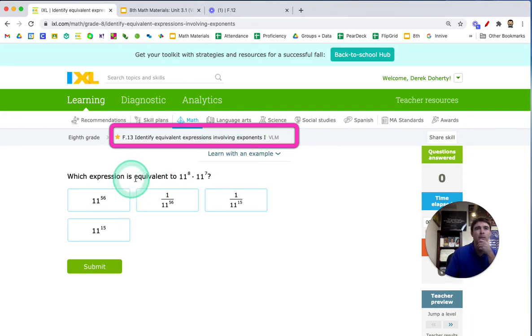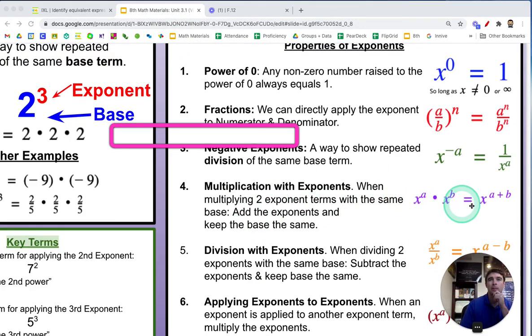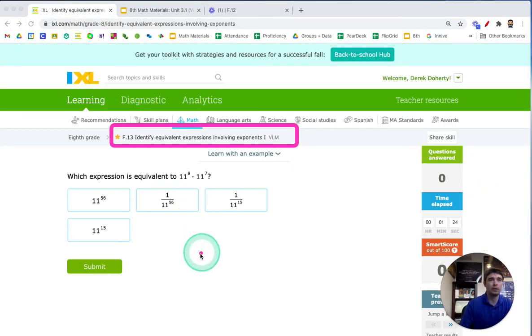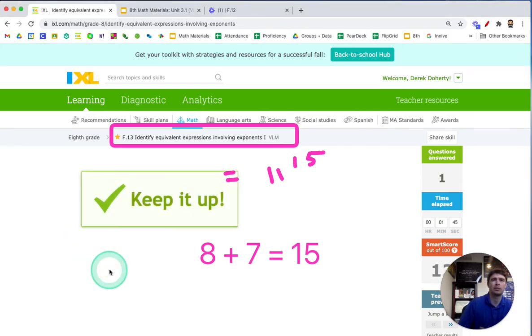For our first example, we see which expression is equivalent to 11 to the 8th power times 11 to the 7th power. Here I want to be thinking about my multiplication with exponents rule. Whenever I multiply the same base, I can just add those exponents. So I'm going to do 8 plus 7, which equals 15. That tells me 11 to the 8th times 11 to the 7th must also be the same thing as 11 to the power of 15. We can see that option right here. Go ahead selecting that and moving forward, as that one's pretty straightforward.